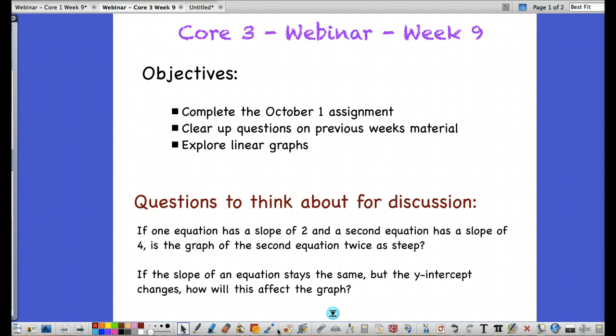So here's a couple questions I want you to think about. If one equation, and this kind of goes along with last week, has a slope of 2, so you guys picture that, right? y = mx + b, slope of 2. And a second equation has a slope of 4. Is the graph of the second equation twice as steep? So ready to go, type in your notepads, yes or no.